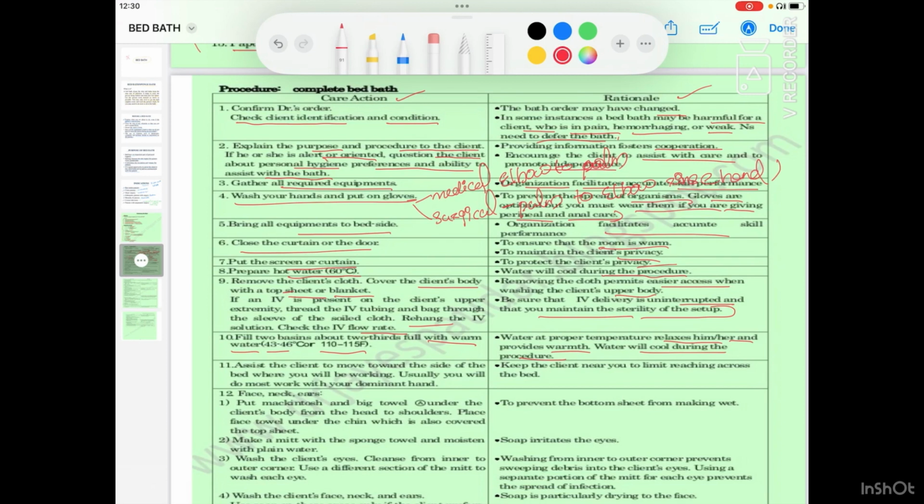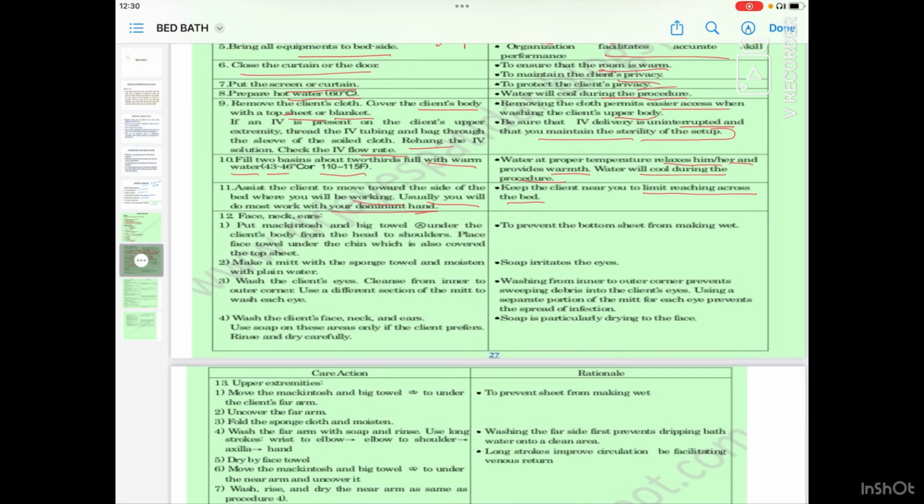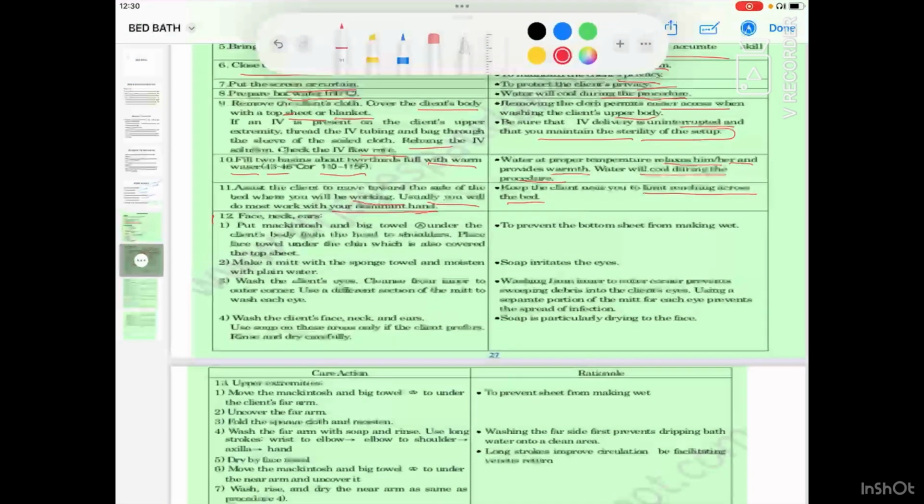Then next, assist the client to move forward to the side of the bed where you will be working. Usually you will work with your dominant hand. What is our dominant hand? Right hand. We move the patient and keep the client near to you, reaching across the bed. First we will give the most importance to the face.